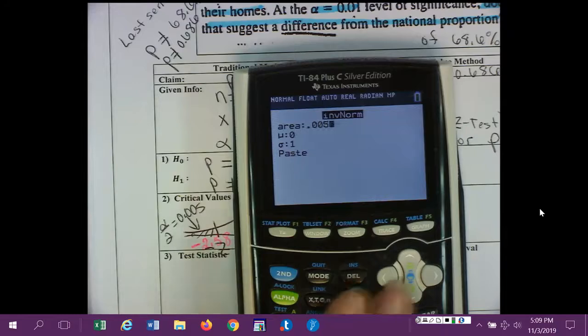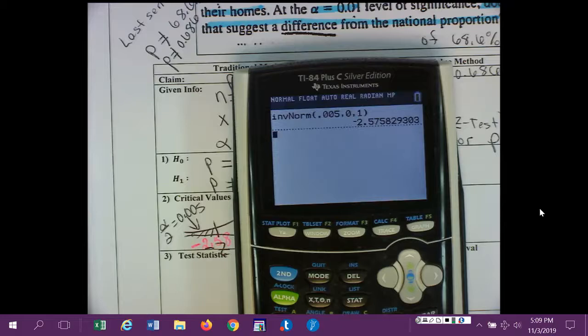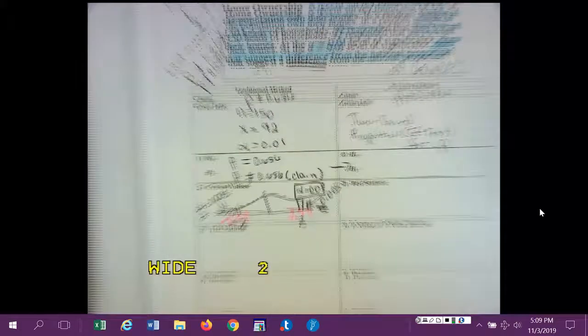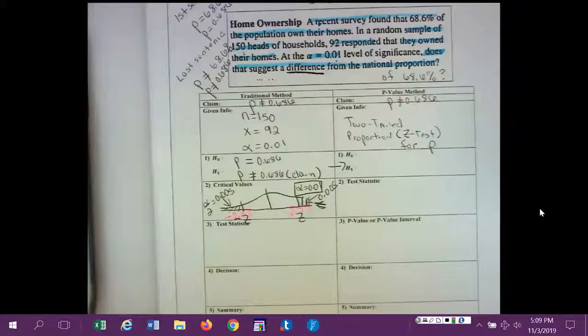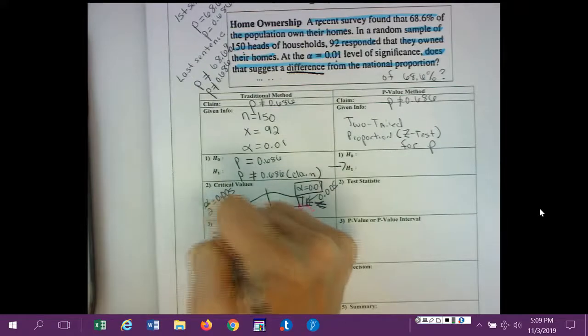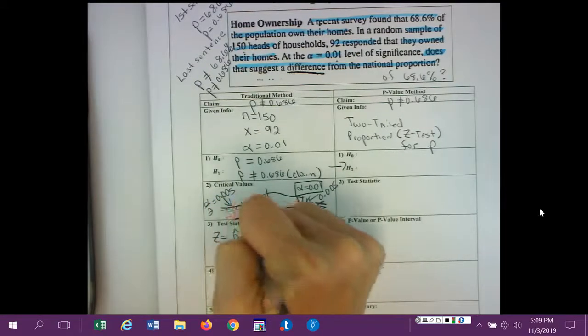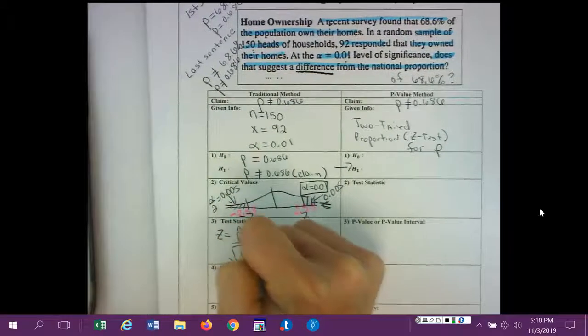Yeah, we did this in another video or another problem. Negative 2.575, negative 2.58. So those are my CVs, my critical values that mark my rejection regions. Next is going to be the test statistic. Z equals P hat minus P divided by the square root of P Q divided by N.